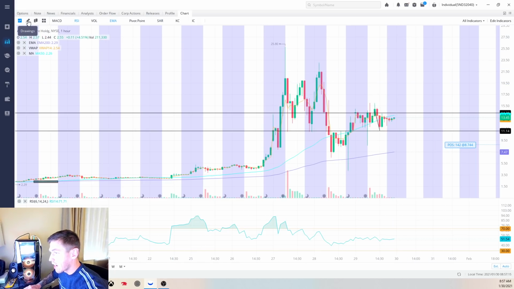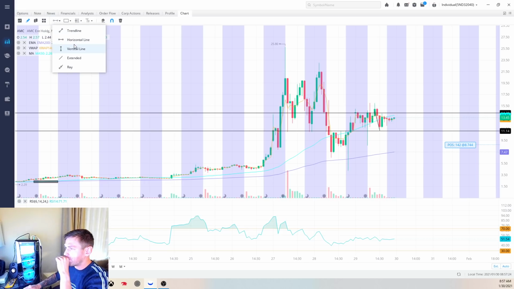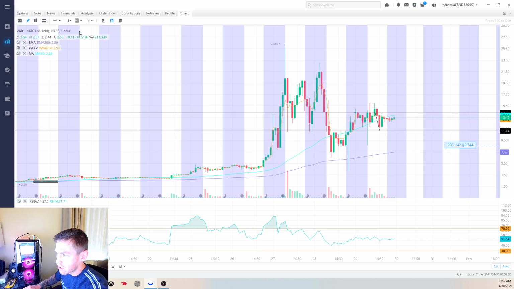Now we're going to come over to the drawings tab. This is the top left right here. Click on drawings, and you've got a couple different things that you can use, right? We've got different lines, and the two that I typically stick to are the most simple. You can use a whole plethora of tools here, but I try to keep charting as simple as possible, and I will use the trend line and the horizontal line.